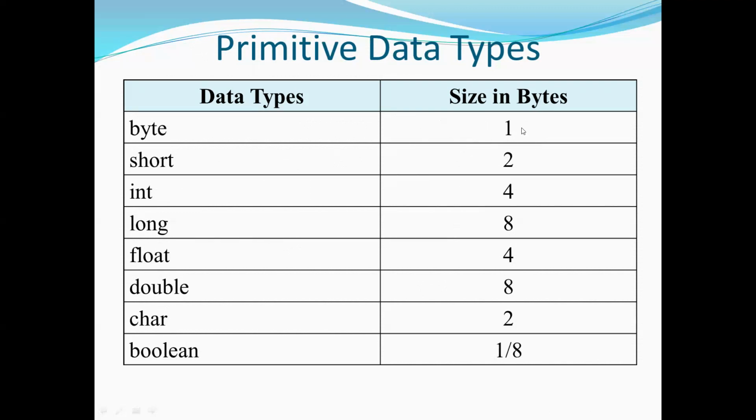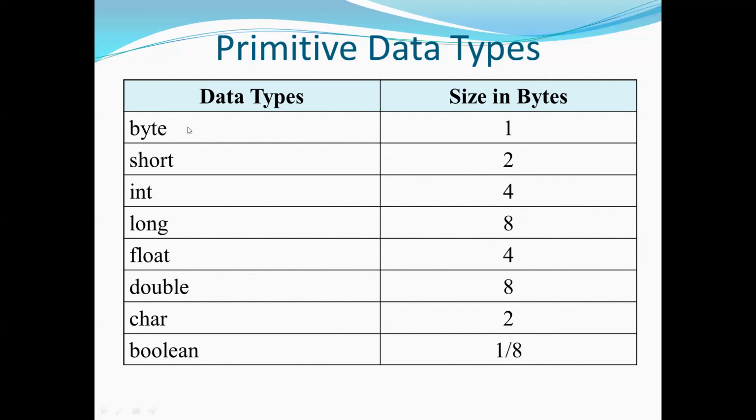Byte has 1 byte, short has 2 bytes, integer 4 bytes, long 8 bytes, float 4, double 8 bytes, character 2 bytes here. But you will find 1 byte in C and C++. So don't be confused. In Java, char has a size of 2 bytes. Boolean has 1 bit. Boolean has only 2 values, true or false, and it consists of only 1 bit.